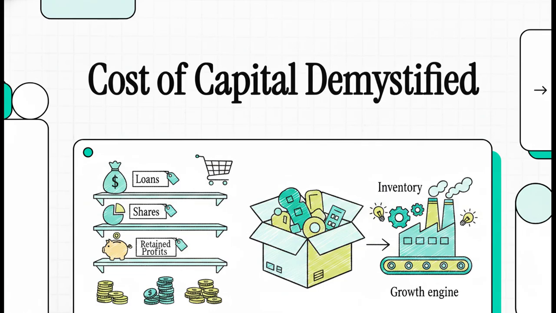Okay, let's jump right in. I want you to imagine walking into a massive supermarket, but instead of groceries, you're shopping for different types of money to fund your business. Loans, shares, retained profits. But here's the catch. Just like products sitting on a shelf, every single type of funding has a very distinct price tag attached to it. So today, we're demystifying the cost of capital.